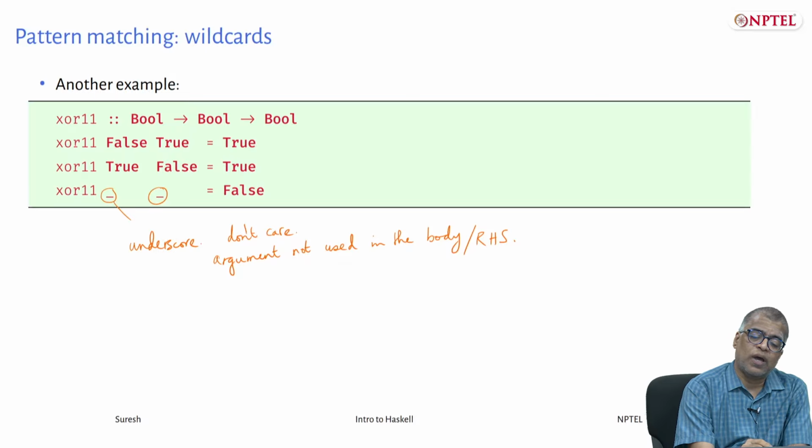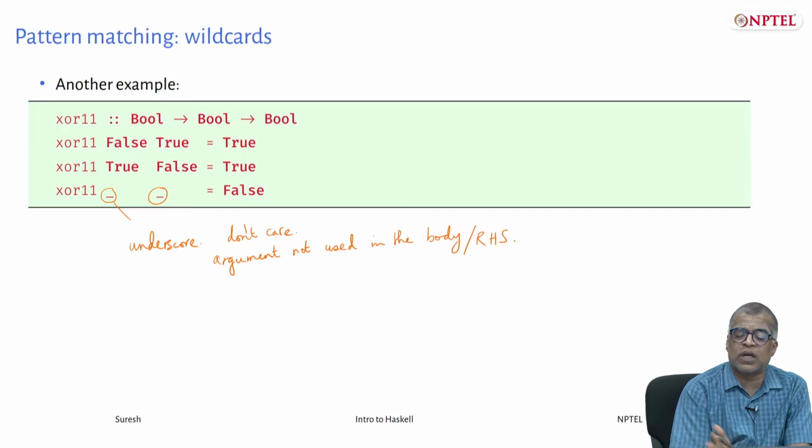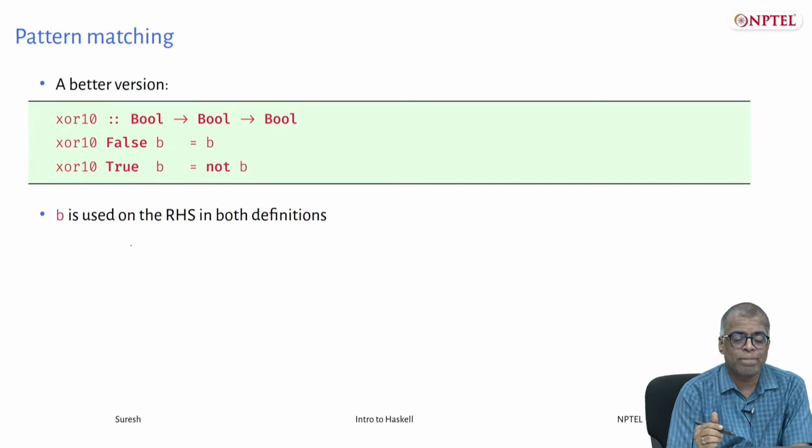And here I have said XOR 11 of false true is true, XOR 11 of true false is true, and for any other combination I will give false.